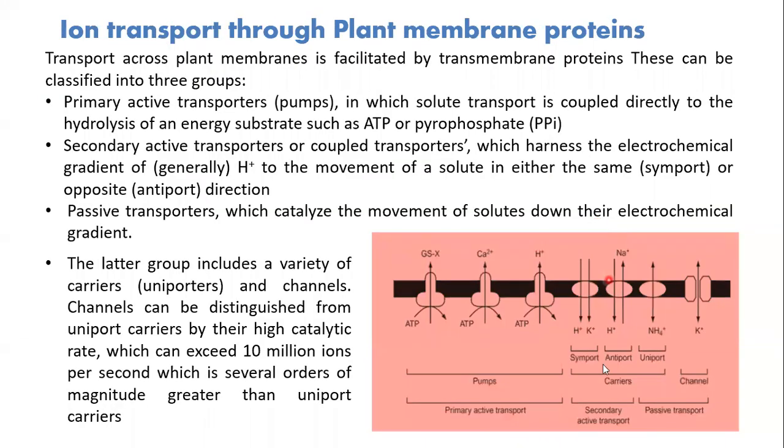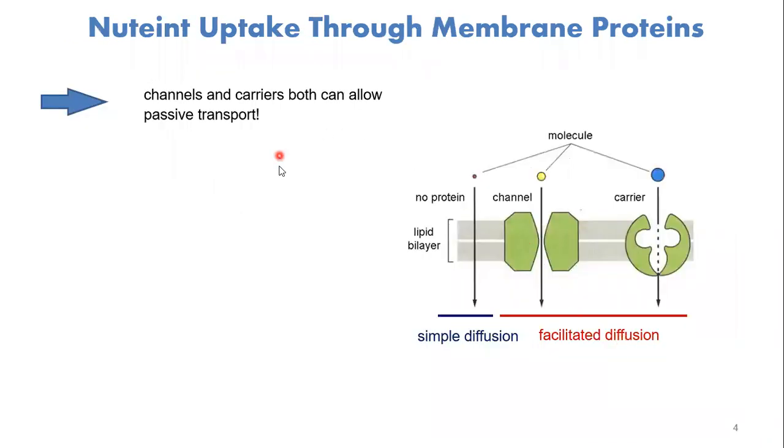One thing I missed here is that passive transport is either through channels or through carriers. It means the carriers are the transporters which can do secondary active transport or they can be utilized for passive transport. So both types of transport of ions can be done by these carriers.